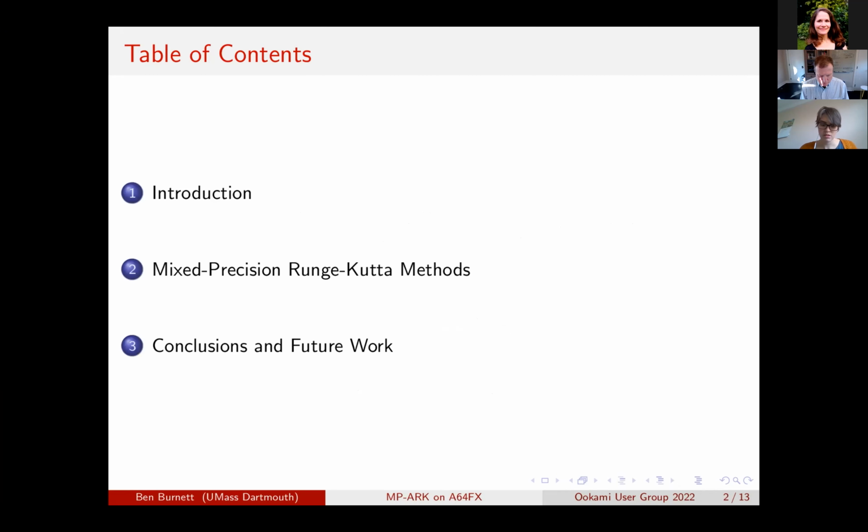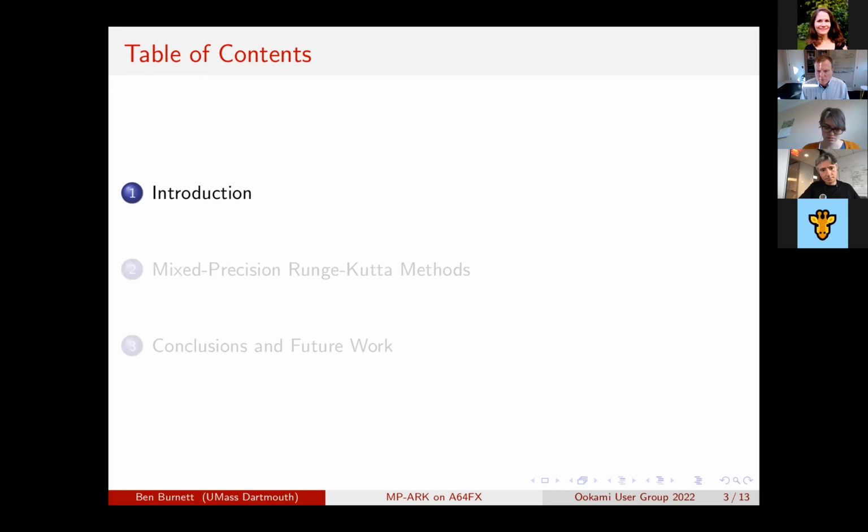This talk is going to be split into three different parts. One is the introduction, trying to motivate why we're looking into mixed precision methods. Two is we are going to be diving a little bit into the math behind what we're trying to do, just to give an understanding of what the methods are trying to achieve. And then I'll be finishing off with some conclusions and some thoughts on future work that we're trying to achieve.